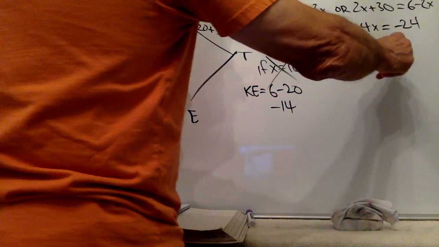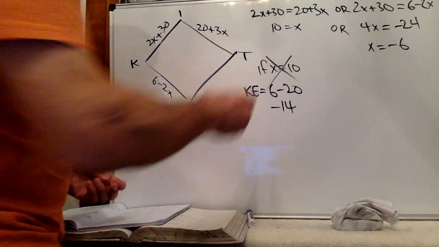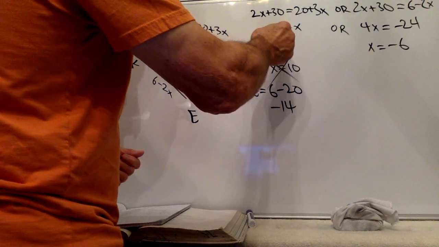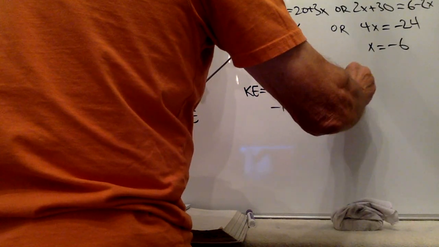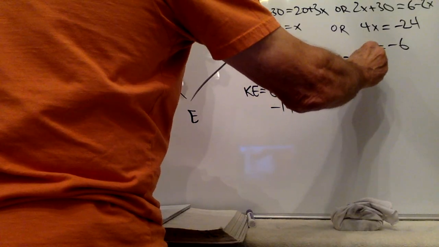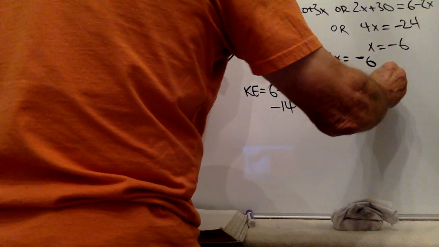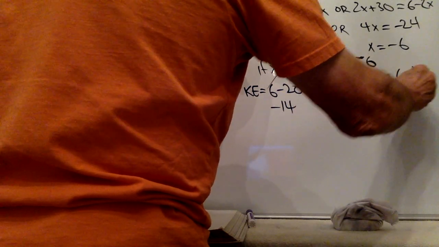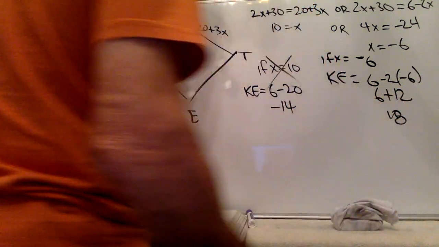So those of you that eliminated negative 6 just because it was negative, as it turns out, the positive value doesn't work. Hopefully the negative will. All right? If x equals negative 6, KE is 6 minus 2 times negative 6, which is 6 plus 12, or 18.